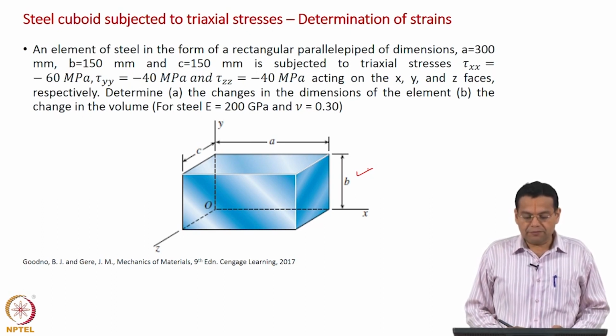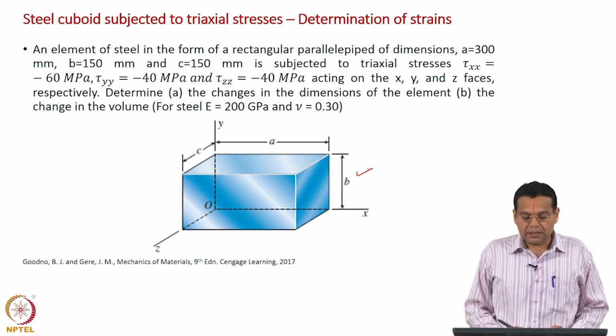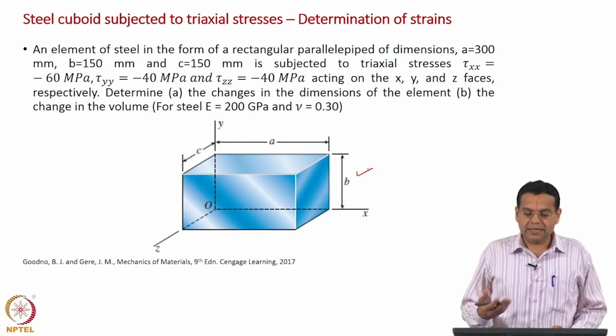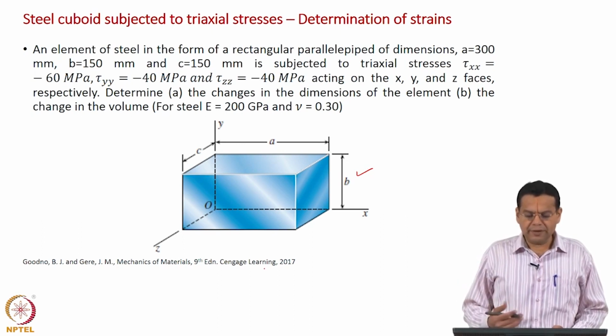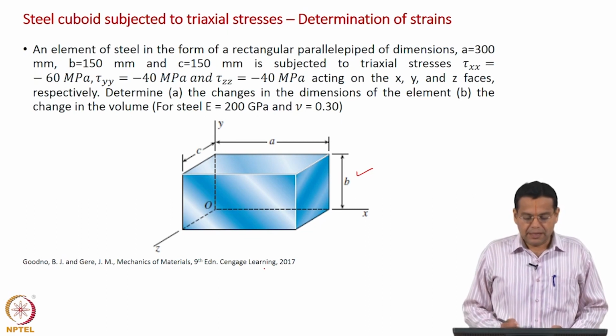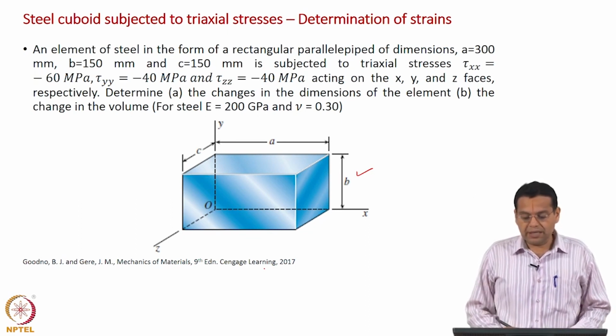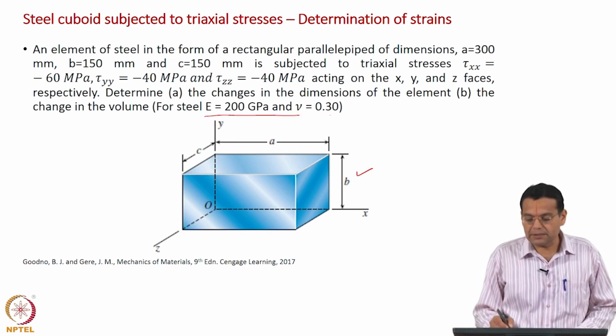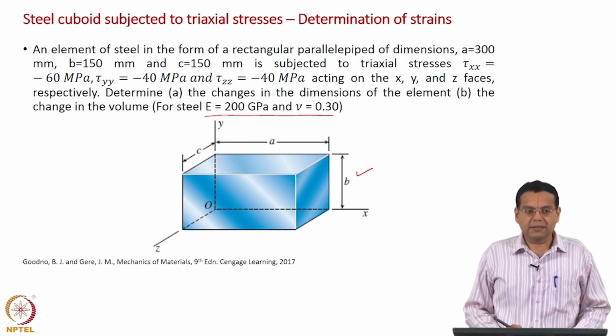And what is it we have to determine? Determine the changes in the dimensions of the element. Once we find the strain, then we can find the change in dimension and also find the change in volume. Okay. To proceed further, we need to be given the properties. Two properties are given, any two properties can be given.